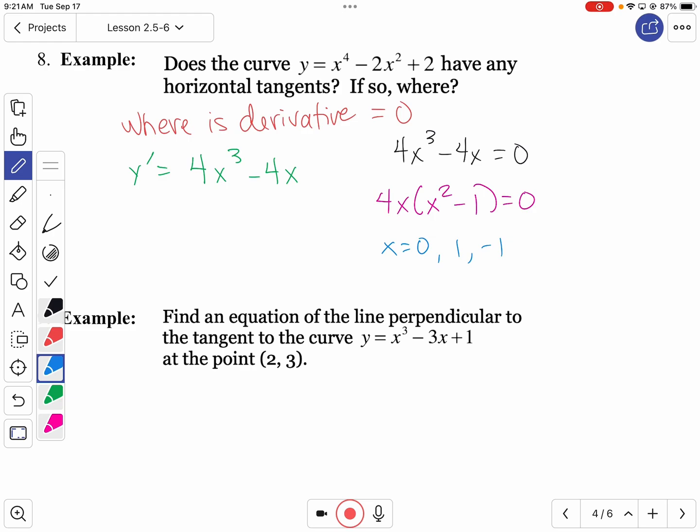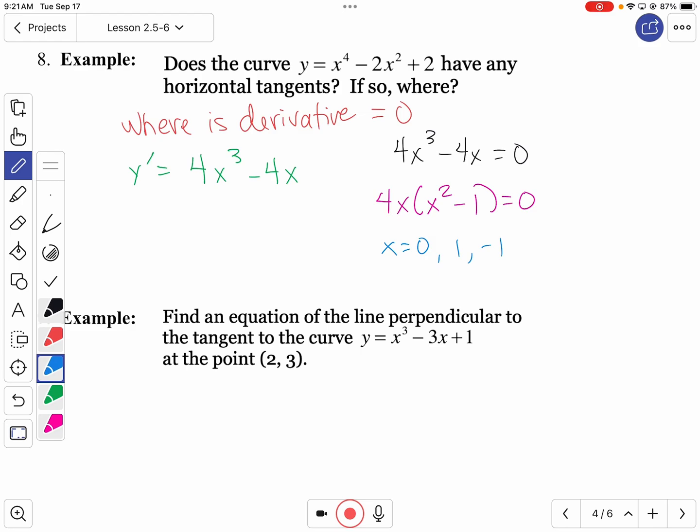You could set 4x equal to 0, x squared minus 1 equal to 0. So we get 3 spots. Does it have horizontal tangents? Yeah, in fact, it's got 3 of them, where x is equal to 0, where x is equal to 1, and where x is equal to negative 1.